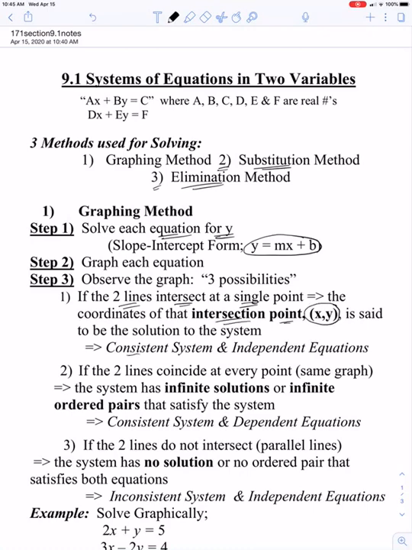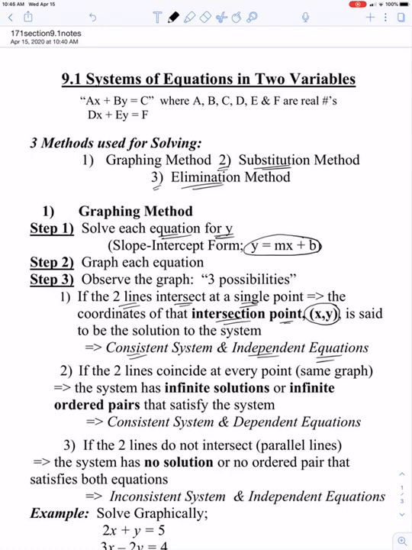And that's what we call a consistent system with independent equations. The equations are independent of each other. They're not dependent. There's only one common point. There's infinite points that have nothing to do with the other line. So they're independent equations.